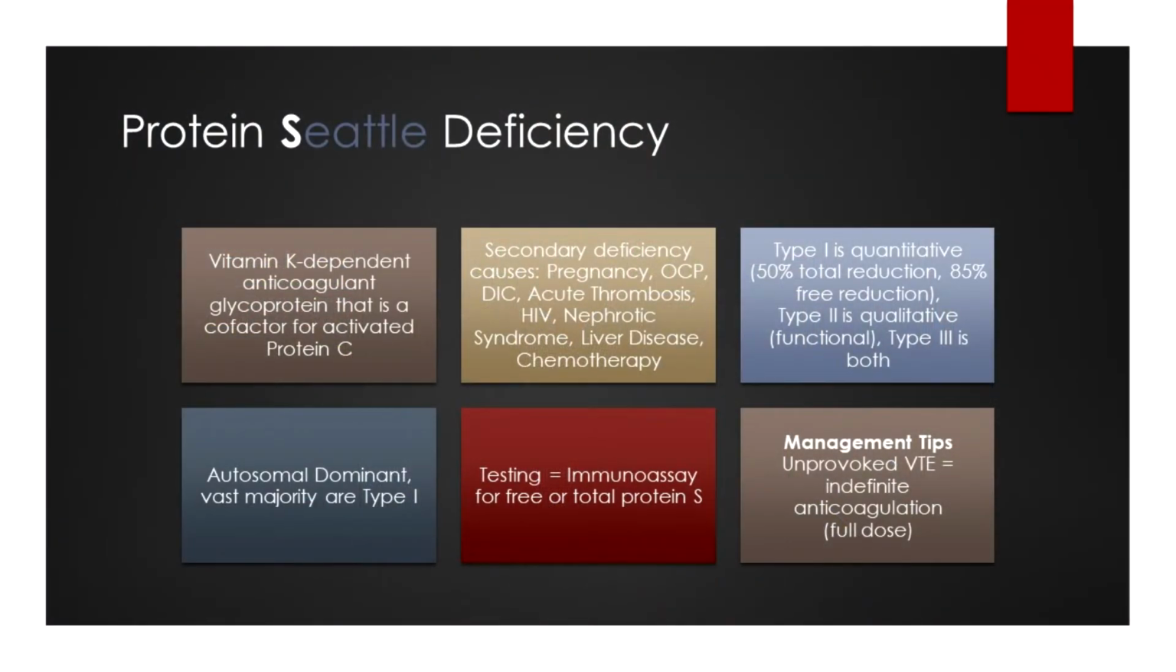The free protein S can be more helpful for measurements. And then you can have type 2 that is a functional deficiency, so qualitative, and you can have type 3 that has elements of both. Again, it's autosomal dominant, and the vast majority of people with protein S deficiency are type 1, so they have a quantitative deficiency. We test with an immunoassay, and that can test the free or the total protein S. More likely we test the free because it's a bit more specific. And in terms of management, like protein C deficiency, if you have an unprovoked event, these patients generally earn themselves indefinite anticoagulation at full dose.